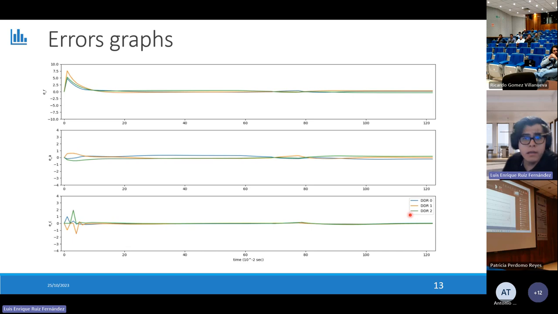So we need something more formal. We need to prove that our control laws are stable, but we have the error graphs. The first one is the radius error, the second one is the angular difference between the robots' errors, and finally the camera error. As we can see, maybe the errors are not zero, even more so when they are making obstacle avoidance, where it's more complicated to achieve zero error. So what we can say is that it's bounded, so it's stable.